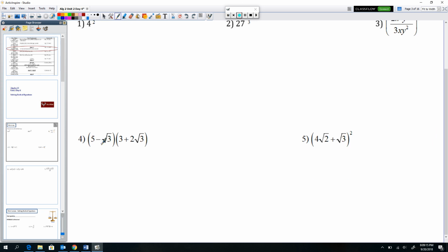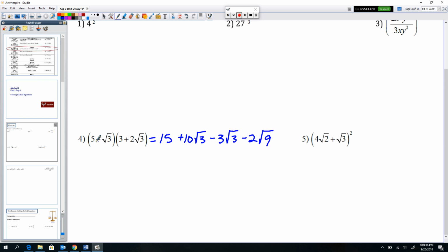It is a FOIL problem. I'm multiplying this complex number by this complex number. I've got radicals involved, so we'll see how these play out. Okay? So FOIL, first times first, outer times outer, inner times inner, and last times last.